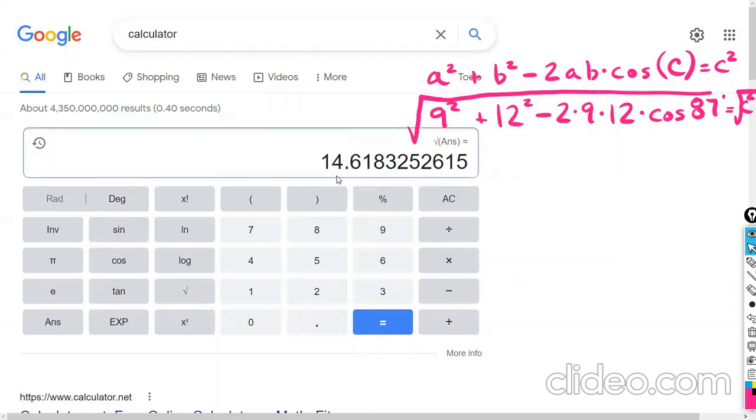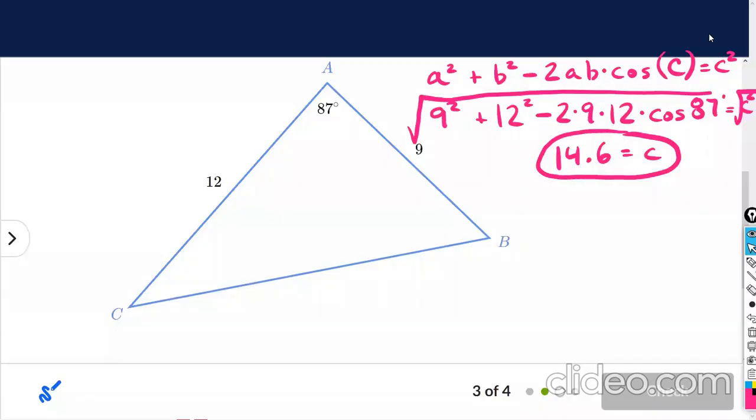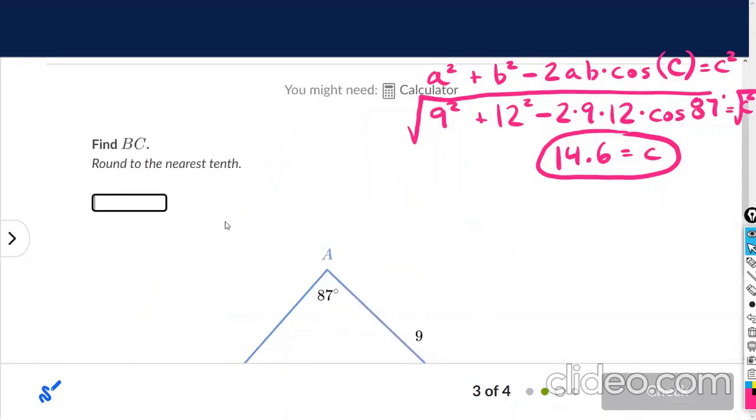And there you go, 14.61. They said nearest tenth. Since the second decimal is less than 5, we round it down. That's going to be 14.6. So that's our final answer. And just looking at the triangle, we have side lengths of 9 and 12. This looks like it would be about 14.6. So just click inside the box. 14.6.